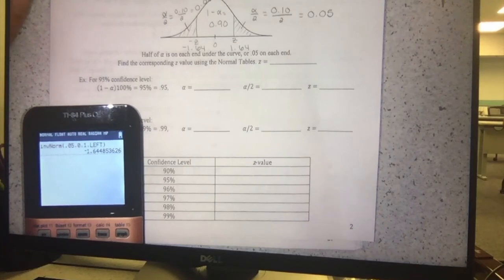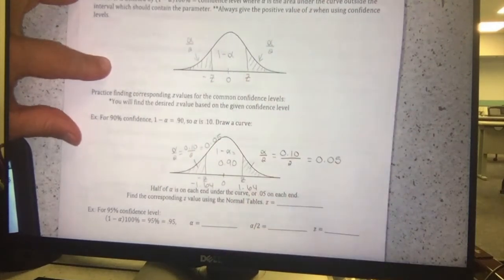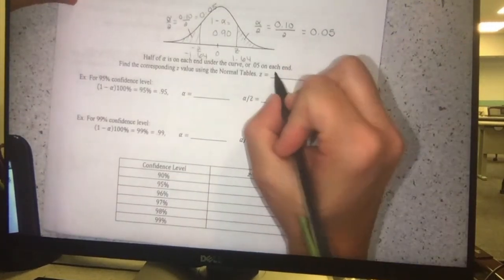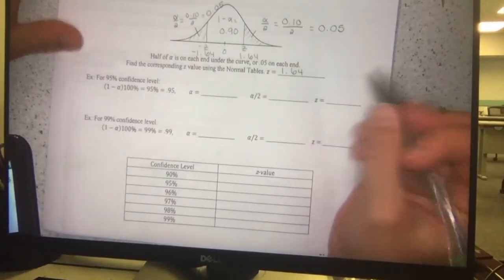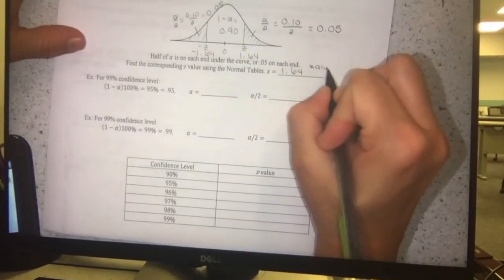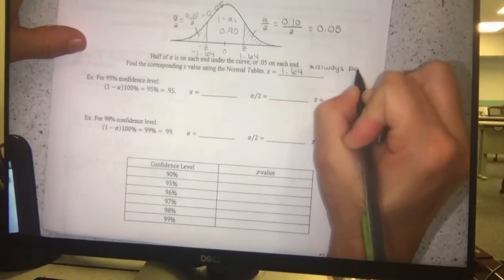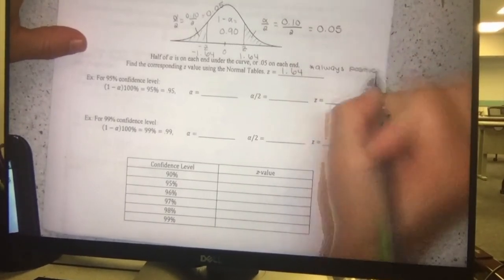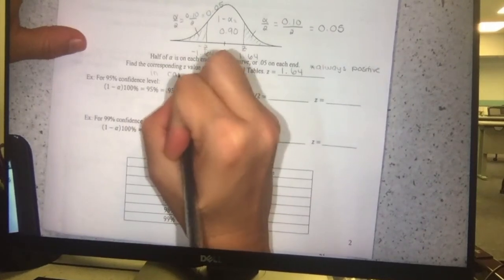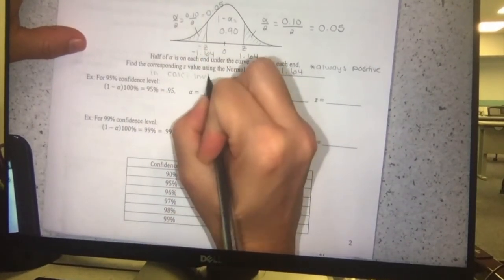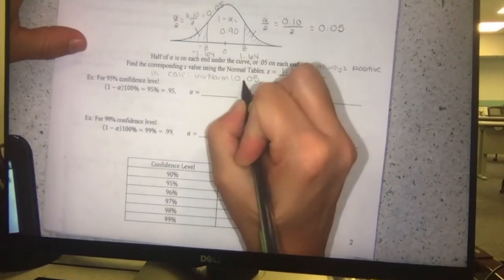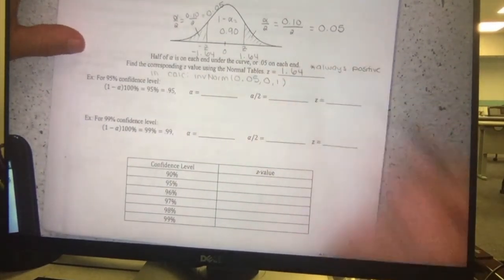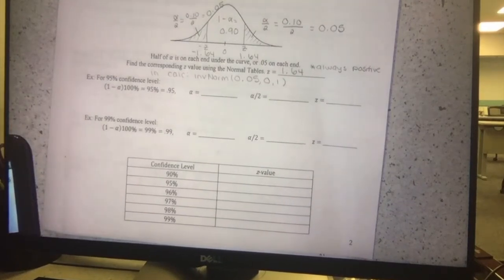But we talked about it only says z equals. Up here it says always give the positive value of z when using confidence levels. So I'm just worried about z equals 1.64. So in our calculator, we did the inverse norm of 0.05. Talking about z, so it's normal, so our mean was 0 and our standard deviation was 1.